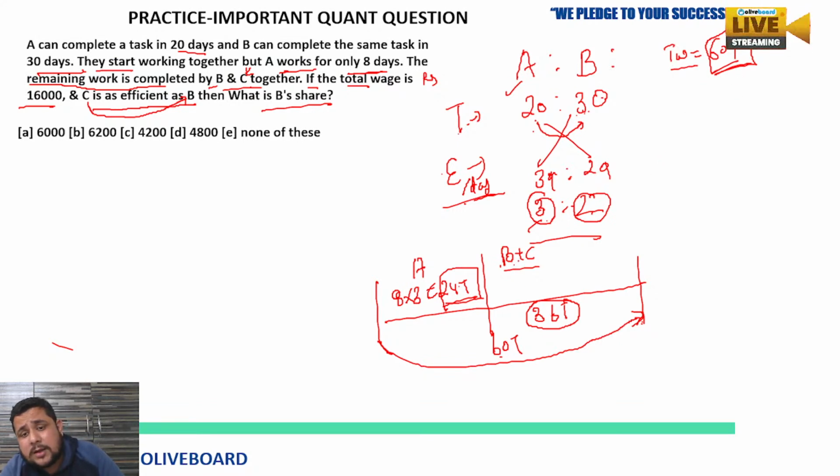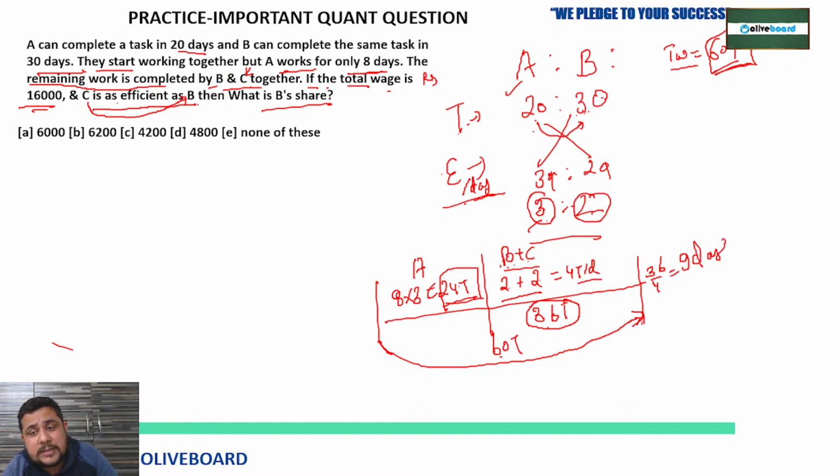Okay, now see, B and C. B drinks 2 cups of tea, plus C will have how much? Any other data? B and C together, the total wage is 16,000, okay, that is fine. And C is as efficient as B, means C's efficiency is also equal to B. So C will have how many cups of tea per day? 2. So 2 plus 2, they will drink 4 cups of tea per day. And how many do they have to finish? 36. So 4 cups per day, 36 in how many days? 36 upon 4 means in 9 days they will finish.